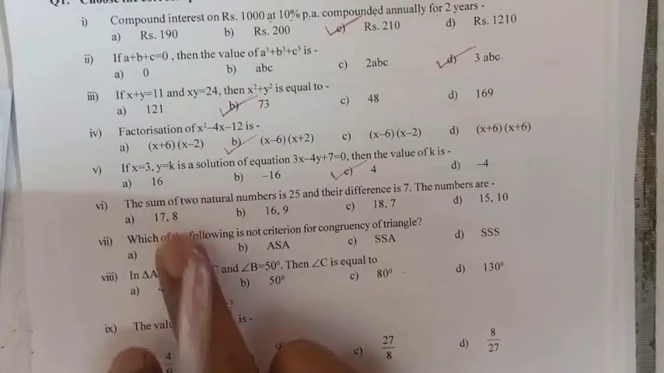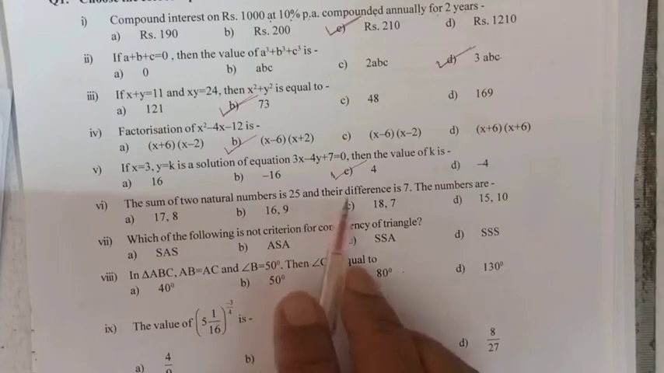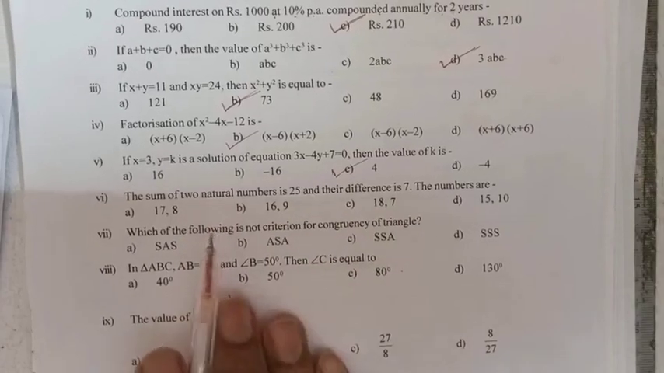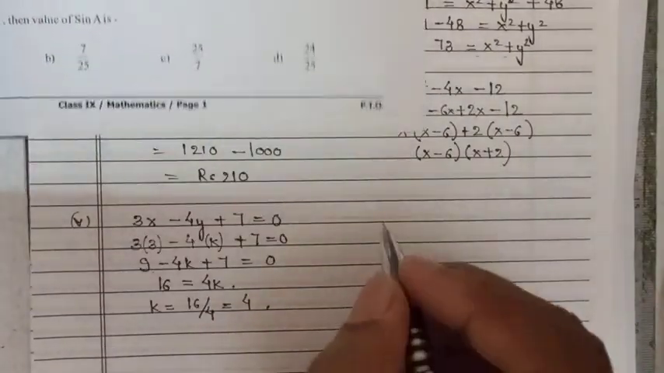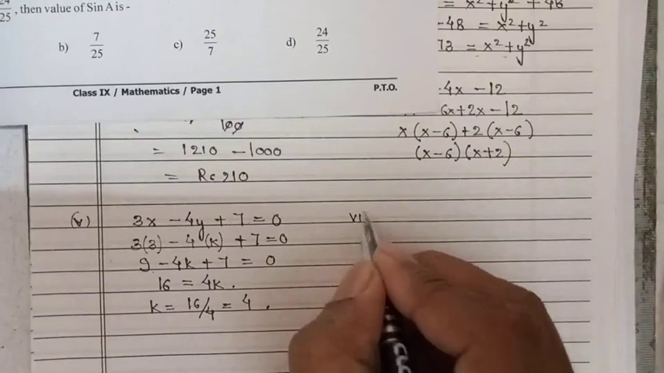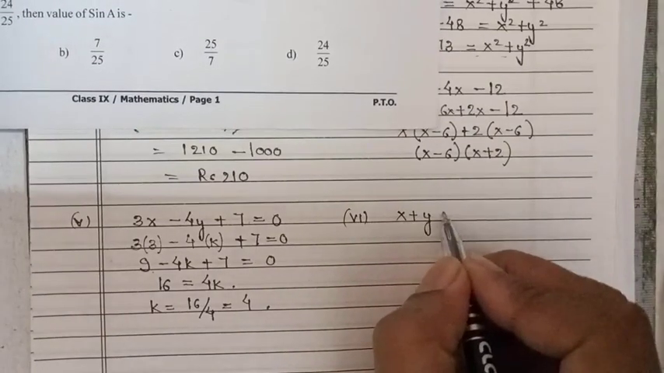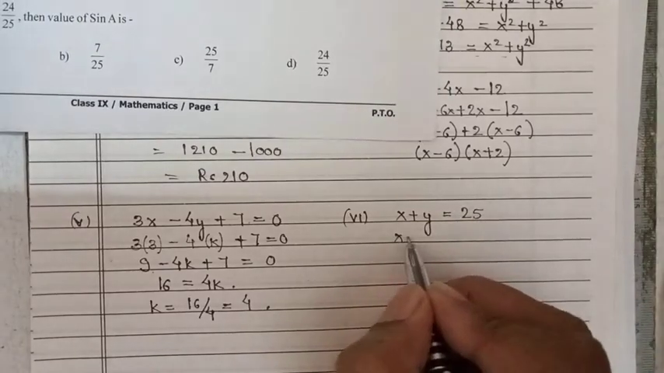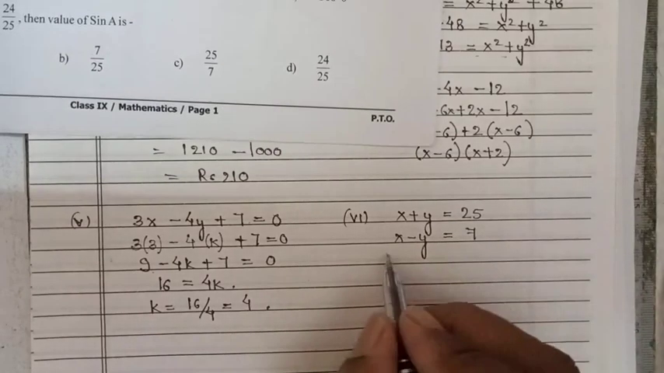Okay, now the next one is: the sum of two natural numbers is 25 and their difference is 7. So first of all, they have given you the sum of two natural numbers as 25 and the difference is 7. So let the two numbers be x and y. Since they have given you the sum, you add the two numbers and the sum given to you is 25. And now the difference of these two numbers is equal to 7.